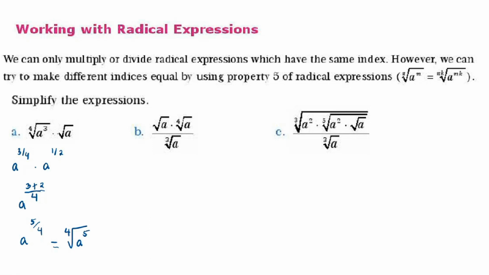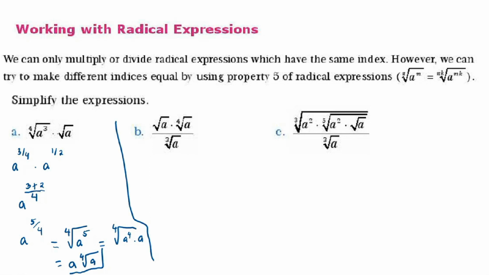Okay, so we are going to simplify this further. Since the exponent is greater than the value of n, then it can be simplified further. This can be written now as the fourth root of a raised to 4 times a. So therefore, the fourth root of a raised to 4 is just a. So we have a times the fourth root of a, which is the simplest form of the answer.